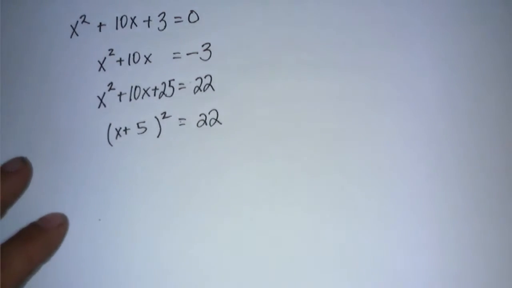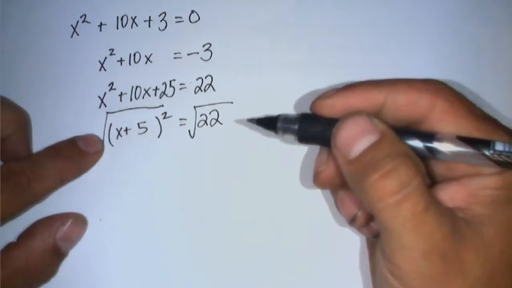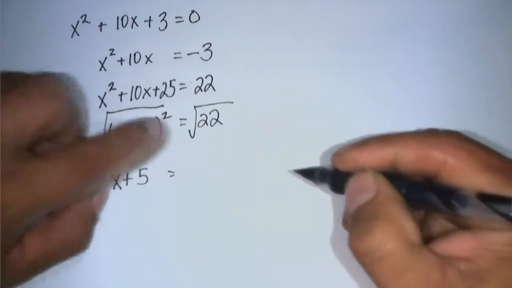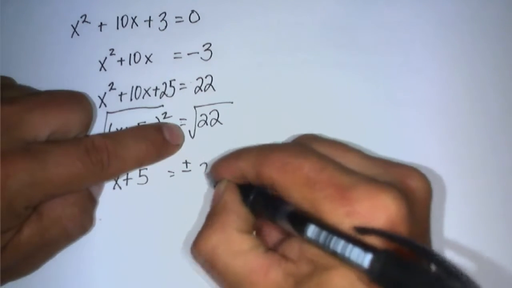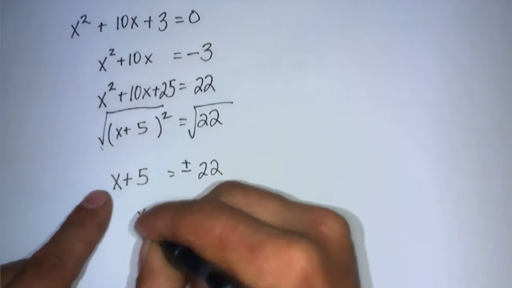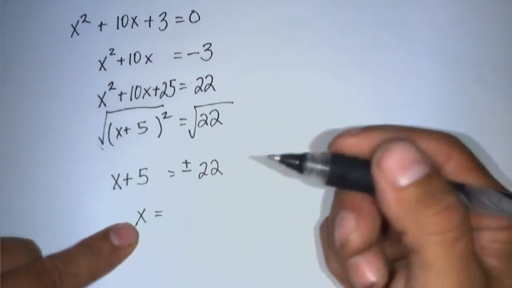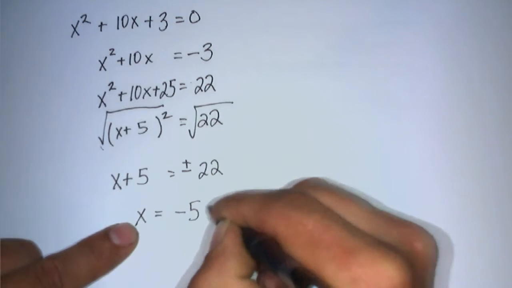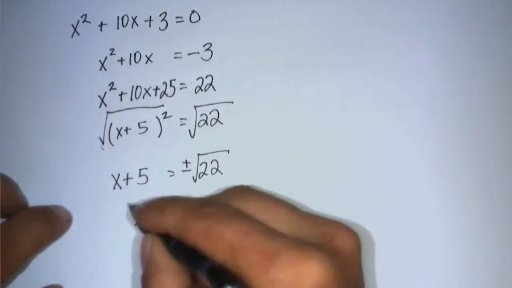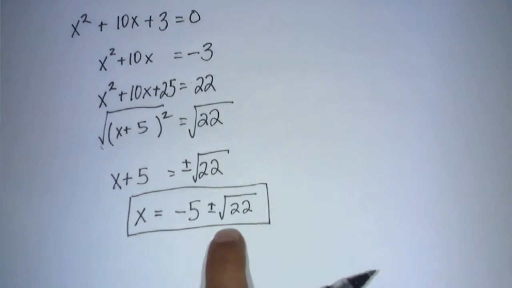Okay, now let's square root both sides, so that I can solve for x, because I can find the square root of this. The square root of this is x plus 5, and the square root of this side is plus or minus the square root of 22. So now, to solve for x, we take 5 from both sides. If I take 5 from x plus 5, I'm left with x, and I'm just going to add it in front here. And this is actually a square root. So x, in this case, is negative 5 plus or minus the square root of 22.